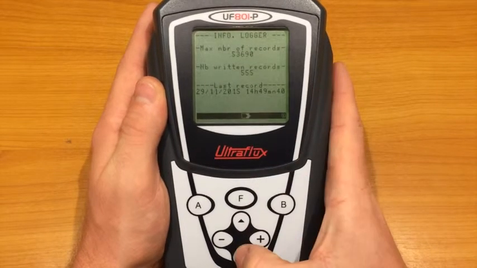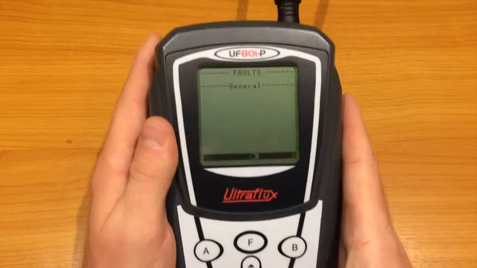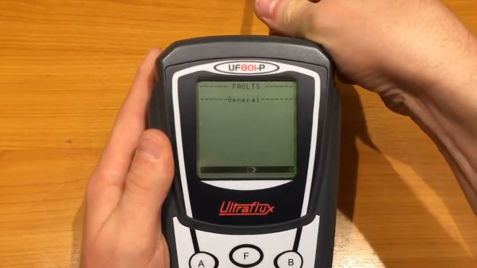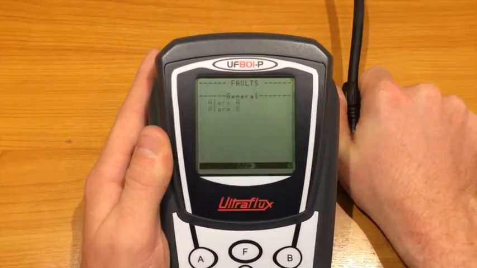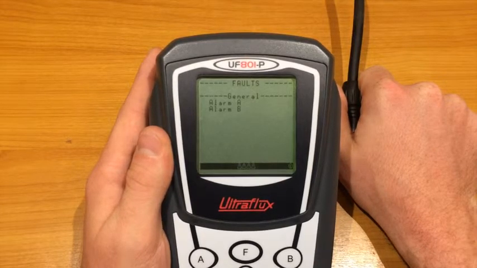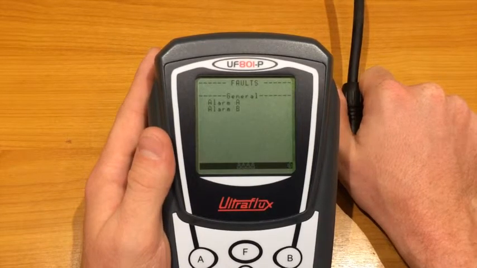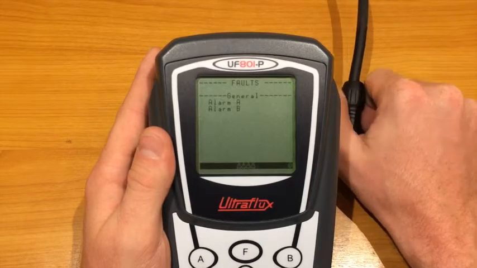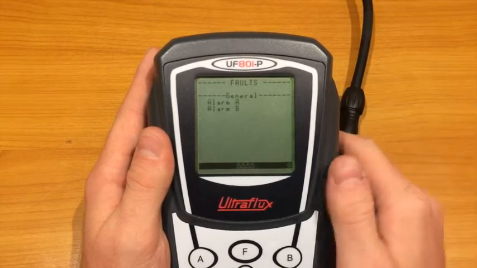We arrive now to the alarm page. The device has 3 alarms. Alarm A is triggered when the measurement is lost. Alarm B is triggered if one cord or more are lost, but the measurement is still possible on the others. This is for multi-cord installations.